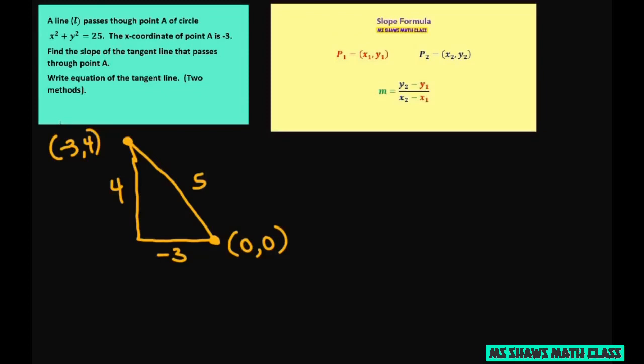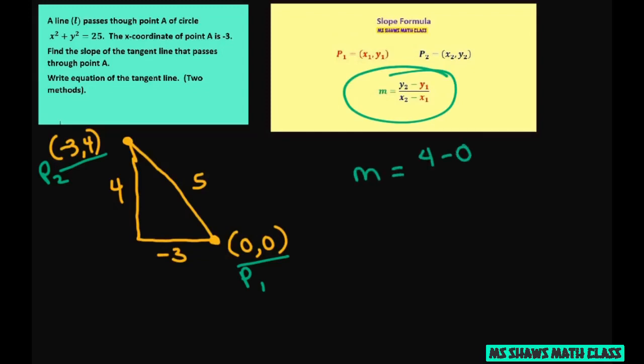All right. So I'm going to use the slope formula, and I'm going to use these 2 points. So I'm going to call this one point 2 and this one point 1. So I have the slope equals 4 minus 0 divided by negative 3 minus 0. That equals negative 4/3. And again, if we extend this line out from this triangle, that's your slope. And we notice it's negative. From left to right, it's going down. So it's negative.